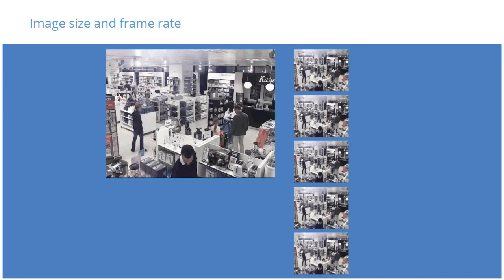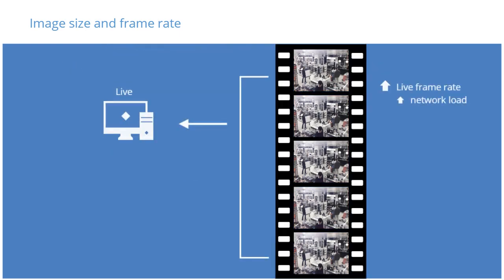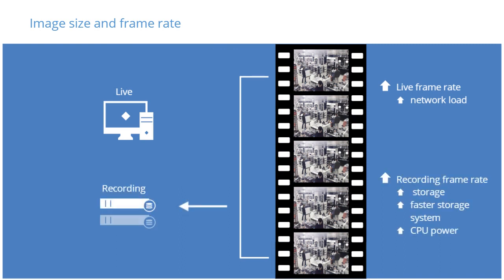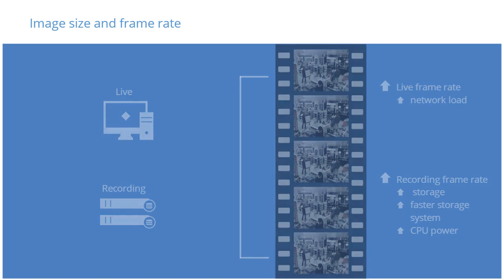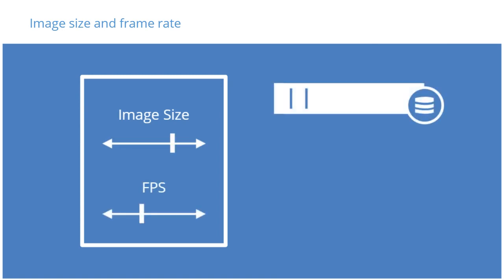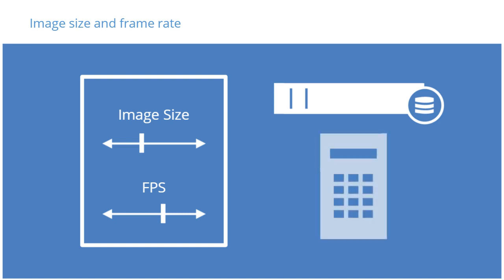Finally, remember that image size and frames per second, FPS, are important in relation to bandwidth, storage, and server requirements. Increasing the live frame rate will increase the network load. Increasing the recording frame rate will increase the storage needed, require a faster storage system because of the additional images that have to be saved in the same time, and use more CPU power to run the video database. If you change the settings for image size and FPS on an existing system, video databases will increase or decrease in size. A new calculation is crucial to ensure the recordings can be stored.